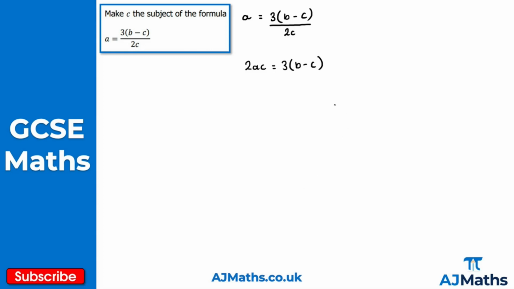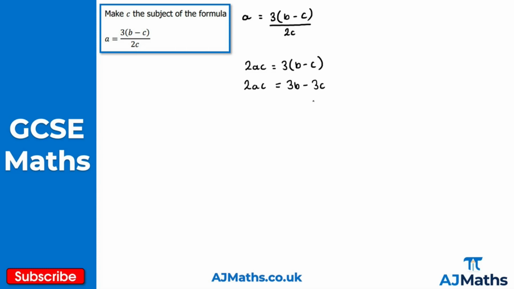So now what we want to do here is expand this bracket on the right hand side. So we're just expanding this single bracket here. Obviously the left hand side won't change. That will remain as 2AC. My right hand side here will become 3B minus 3C. So now we're making C the subject here.